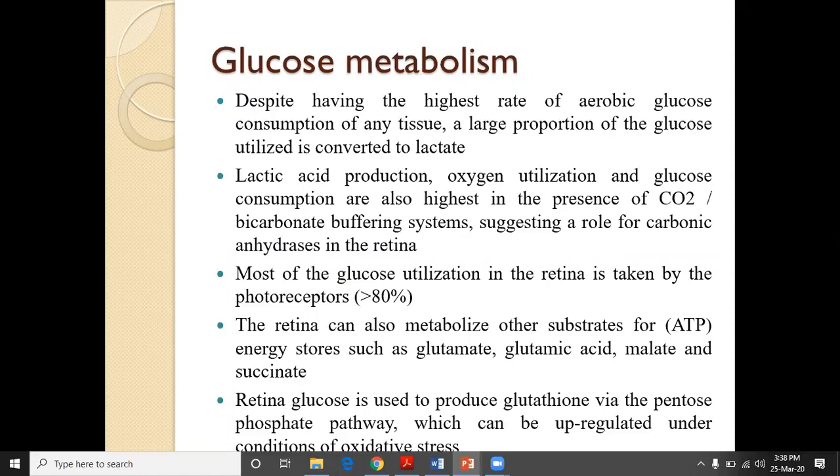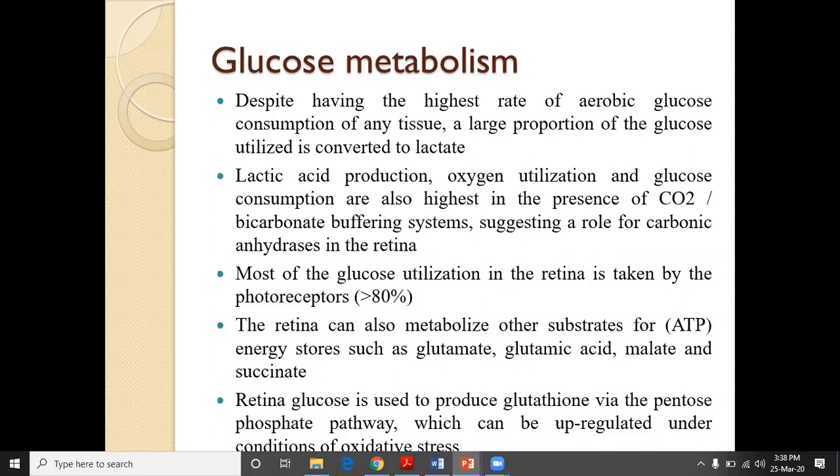The retina can also metabolize other substrates for ATP energy stores, such as glutamate, glutamic acid, malate, and succinate. So apart from the glucose, they keep other substrates for it. Means if they need some energy, if the glucose is not there, they can get it from either glutamate or glutamic acid, or malate or succinate.